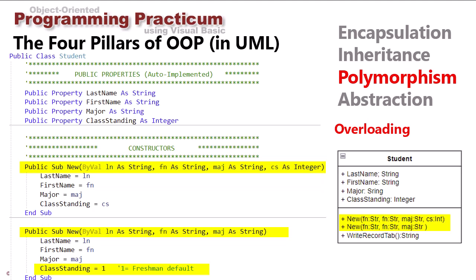But in the second constructor, I'm not passing the class standing. The parameter list only includes string, string, and string. And that sets the last name, the first name, the major. The class standing, though, I set to a 1. And that 1 represents a freshman. So 2 would be sophomore, 3 junior, and so forth.